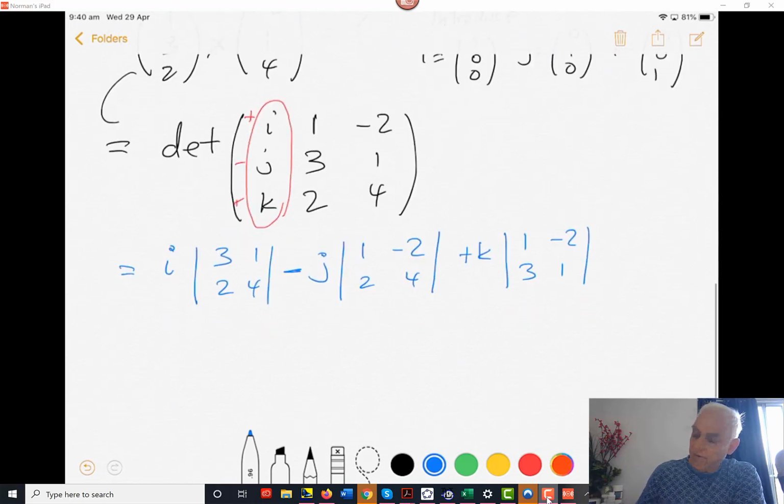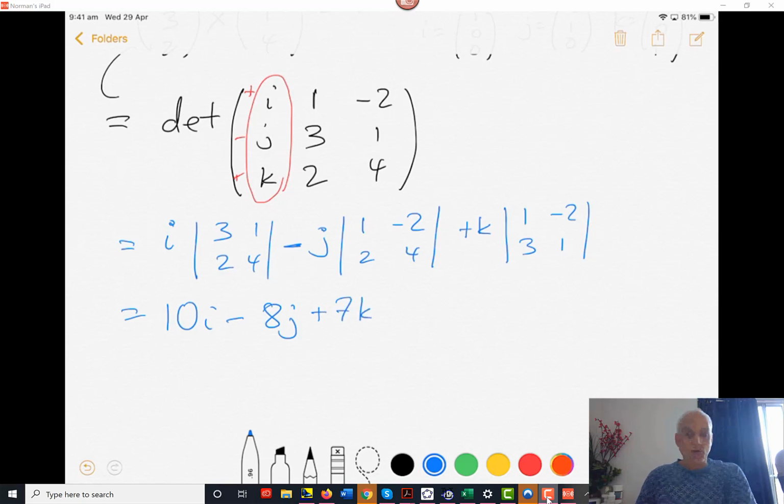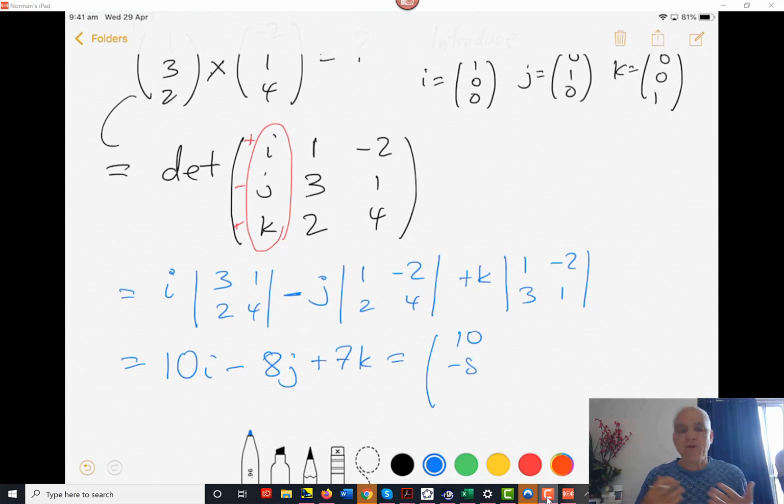Okay, and what are these things? Well, the first one is 12 minus 2, so that's 10i. And the next one is -4 minus 4, that's -8, so -8j. And then the last one, 1 minus -6, so that's +7, so +7k. Now, that's a linear combination of the basis vectors. And that's then a vector, 10, -8, 7. That's just another way of doing the cross product.